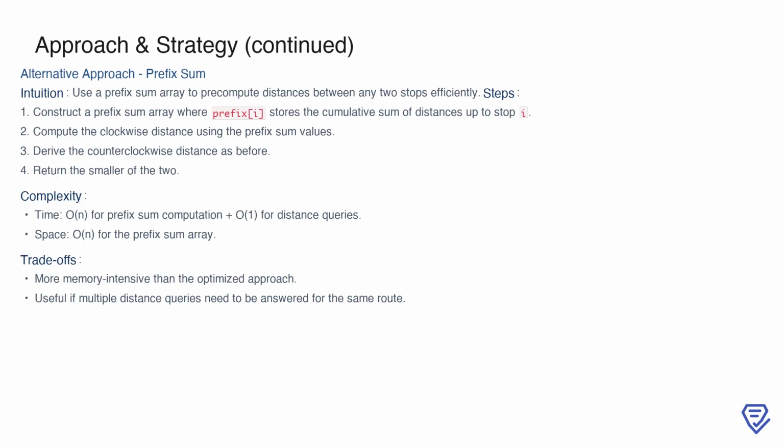This method has a time complexity of O(n) for constructing the prefix sum array, with O(1) query time for each distance calculation. However, it requires additional memory to store the prefix sum array, making it less space efficient than the optimized approach. This method is particularly useful if we need to handle multiple distance queries for the same route.